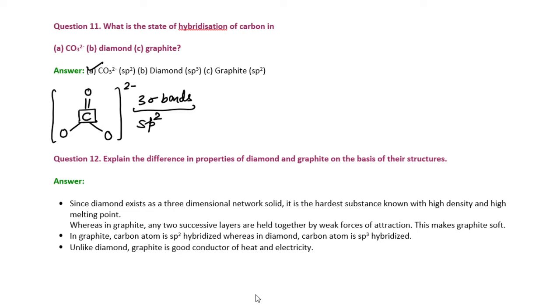In diamond. So when we talk about diamond, in diamond each carbon forms 4 bonds. There is a network of carbon-carbon single bonds, and each carbon forms 4 sigma bonds with carbon. Okay, and that's why its hybridization is sp3, right?